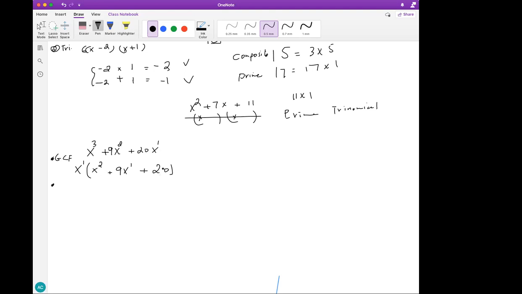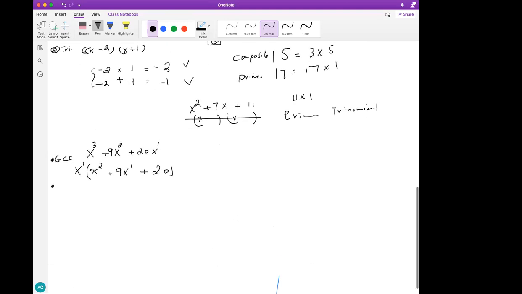We can attempt to factor this trinomial inside. Can we use trinomial factoring here? Yes, because we have 1 and 2. So we bring the GCF down, x. Because we have 1 here and 2, we can start 2 parentheses. And we need 2 numbers that multiply to 20 and add up to 9.